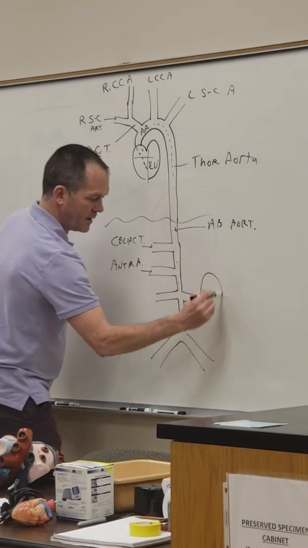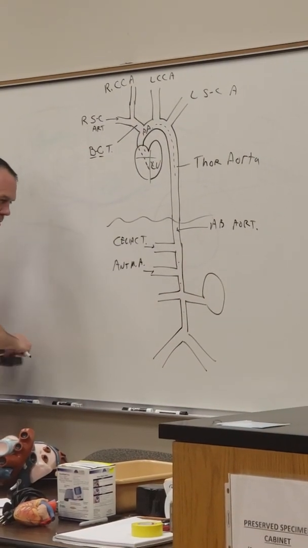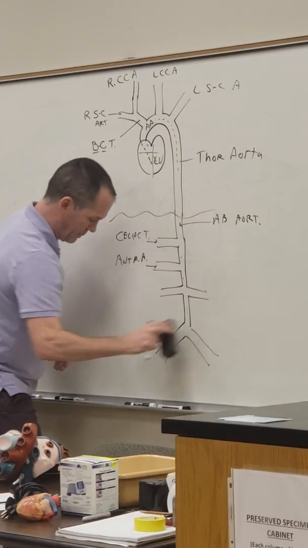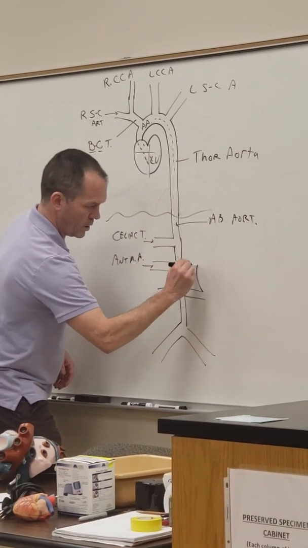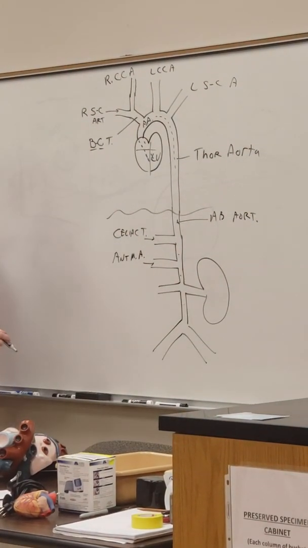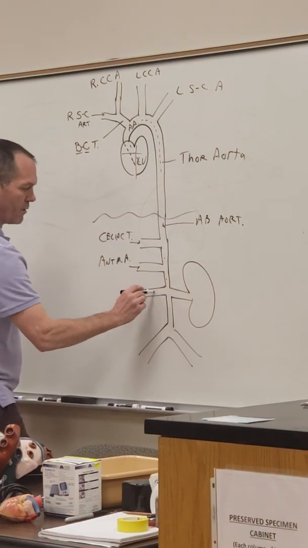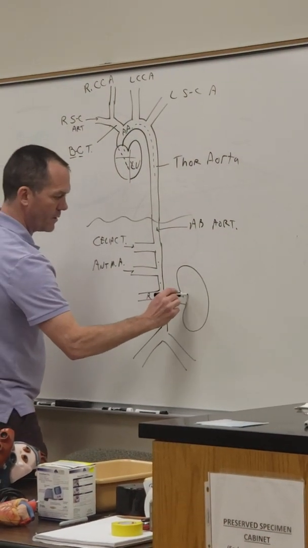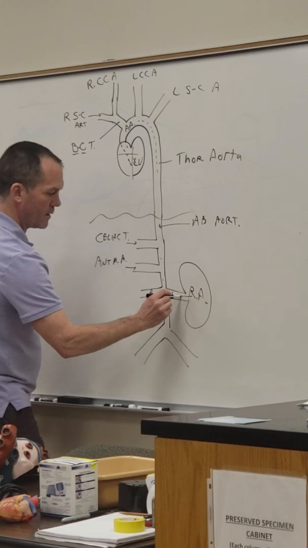These guys go to the kidneys. That's not a good kidney. You've got renal disease, buddy. See, that's better. So this is the right and left renal artery.